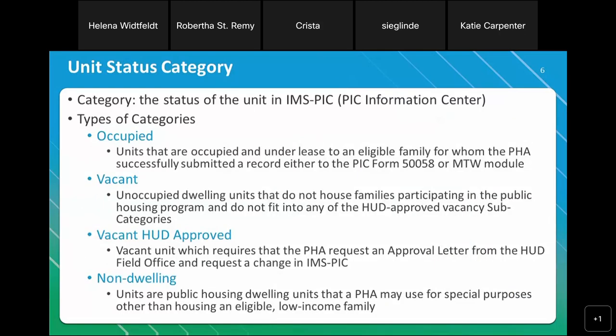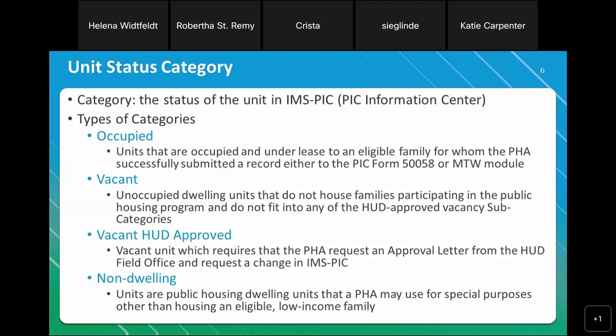The categories: there are four major categories, in case we have not memorized them yet. You don't have to, it's on the slide. It's either in the occupied category, the vacant category, the vacant HUD approved category, or non-dwelling. The descriptions underneath are provided in short.